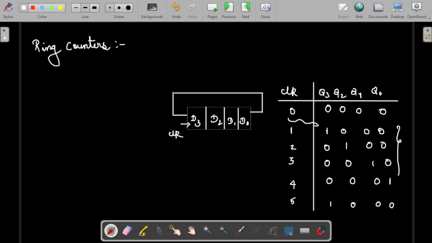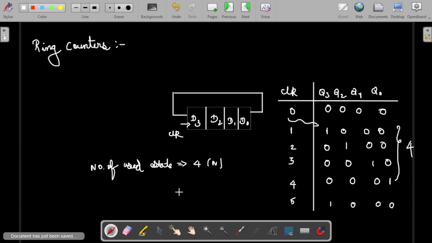So the number of distinct states is only 4, because we are using only 4-bit registers. So the number of used states is equal to 4, which is nothing but n. The number of unused states will be 2 power n minus n. So this is the unused state.